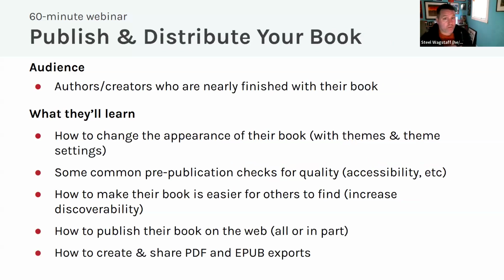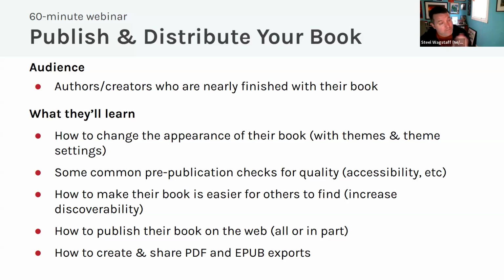The third topic is called Publish and Distribute Your Book. The audience for this, I think, is mainly authors or creators who are nearly finished with their book. In this session, you'll learn how you can change the appearance of your book. We'll cover themes and theme settings. We will teach some common pre-publication checks that people do for quality, whether it's accessibility, broken links, or proofreading, that kind of stuff.